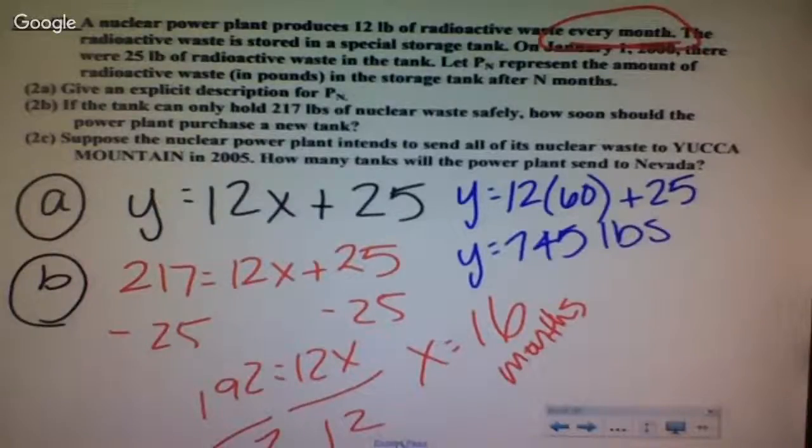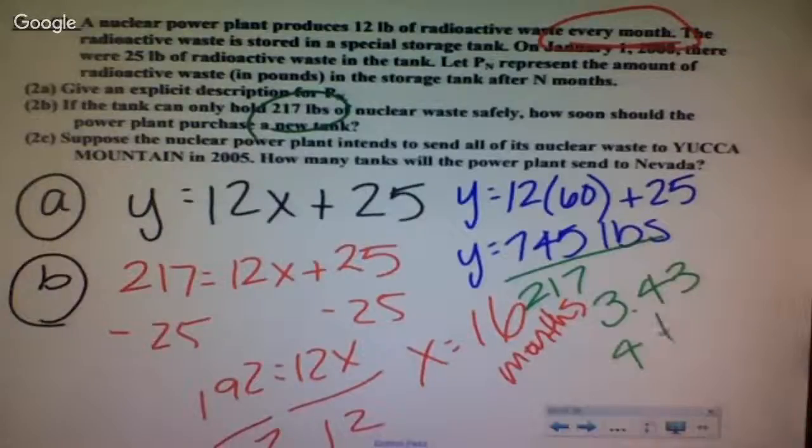Am I done? No. It says how many tanks. It doesn't care how many pounds you have. You have to do 745 divided by 217. Every tank can hold 217 pounds. So 3.43. I can't send 0.43 of a tank, so I'm actually sending 4 tanks: 3 that are full and 1 that is partially full.